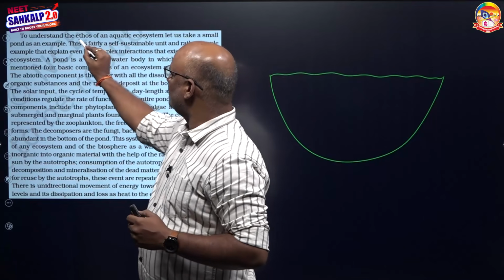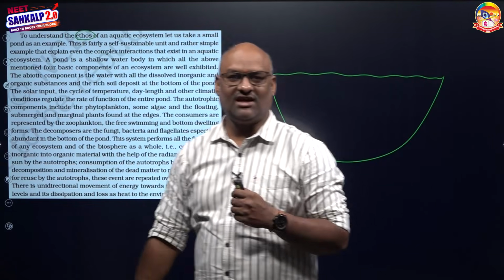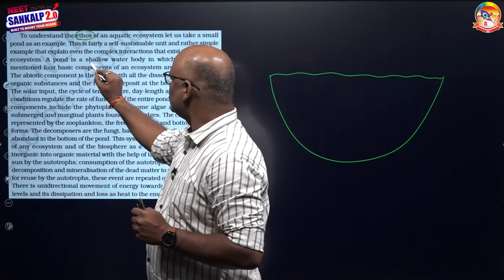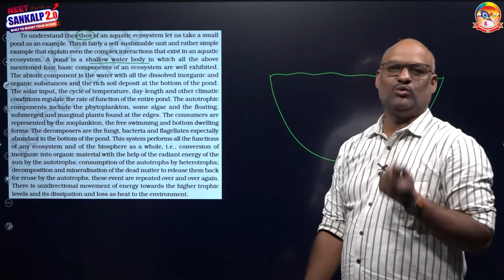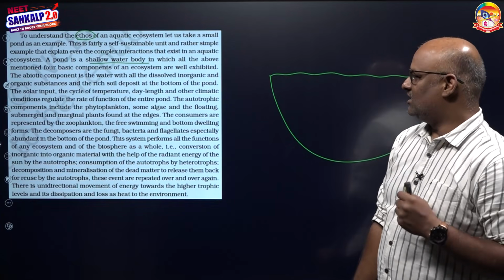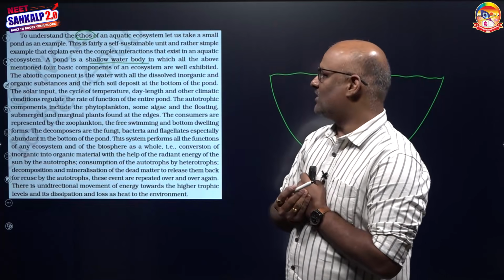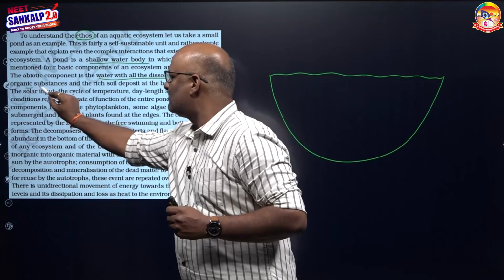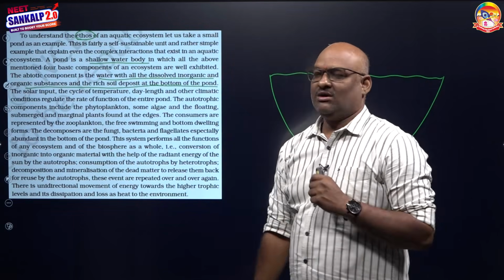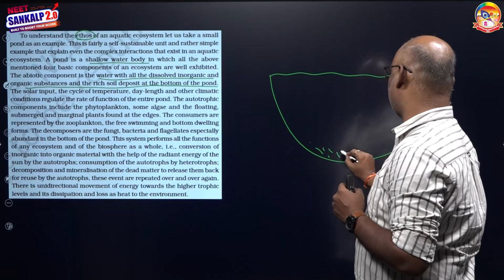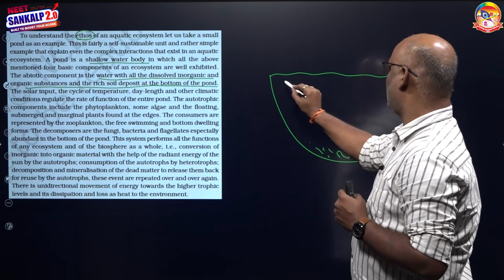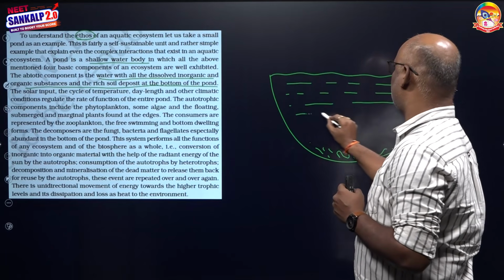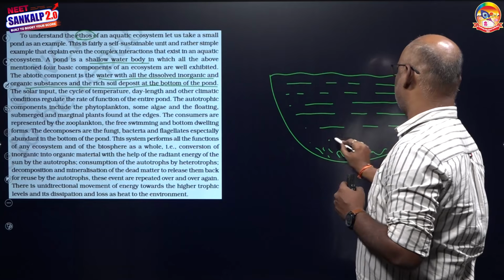To understand the ethos of an ecosystem, ethos are nothing but the characteristics of an ecosystem, here taking a pond as an example. Now, a pond is a shallow water body. It's not too deep, so that's why it is called a shallow water body. What are the abiotic components of the pond? Generally the water with all the dissolved inorganic and organic substances, and the rich soil deposit at the bottom of the pond. This soil deposit, and the water which is present here, all form the abiotic components of the pond ecosystem.